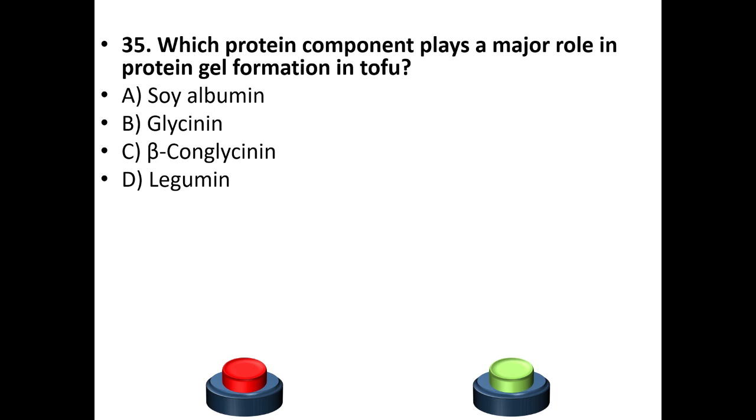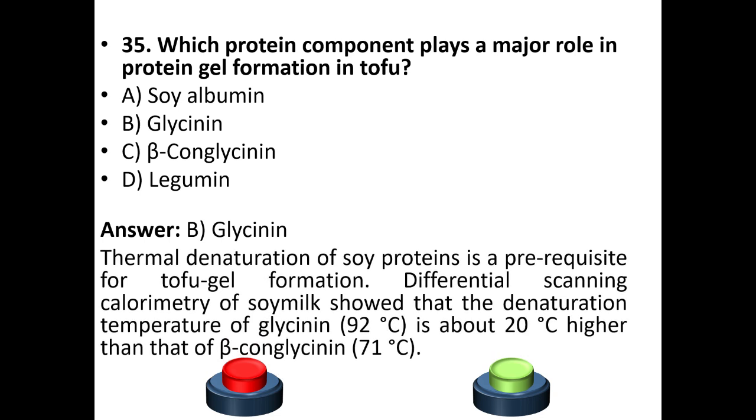35. Which protein component plays a major role in protein gel formation in tofu? A. Soy albumin, B. Glycinin, C. Beta conglycinin, D. Legumin. Which is the answer? Here the answer is B, glycinin. Thermal denaturation of soy proteins is a prerequisite for tofu gel formation. Differential scanning calorimetry of soy milk showed that the denaturation temperature of glycinin, 92 degrees Celsius, is about 20 degrees Celsius higher than that of beta conglycinin, 71 degrees Celsius.